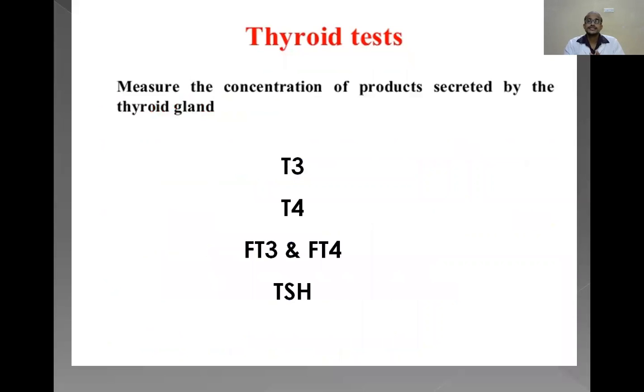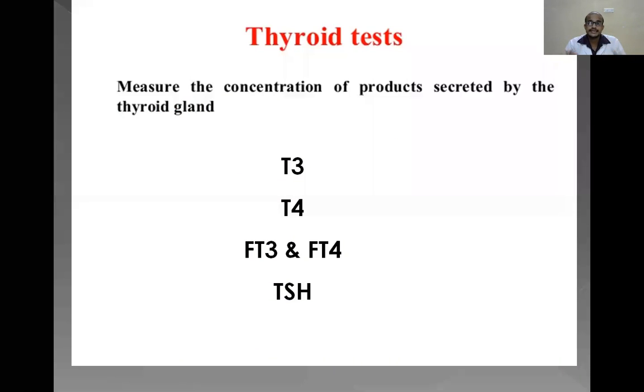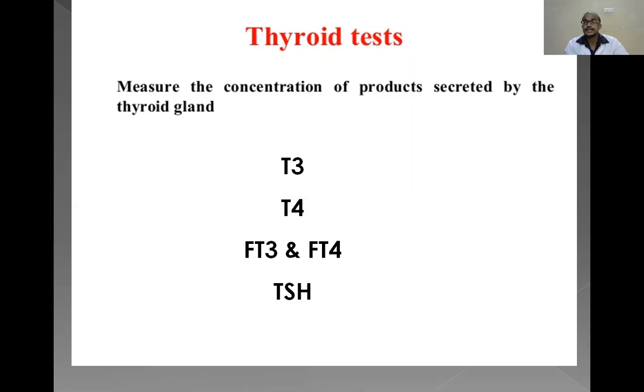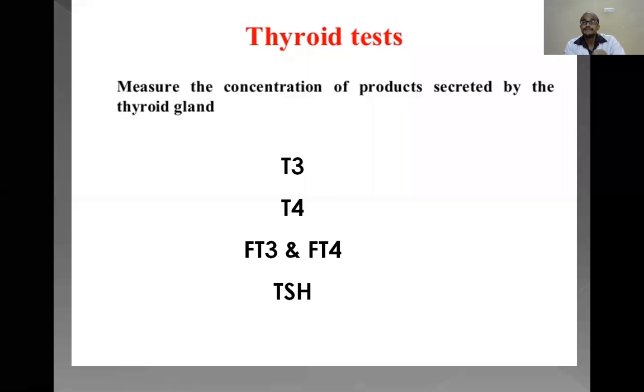So the thyroid function tests, the most commonly done tests are T3, T4, and TSH. Apart from that, FT3 and FT4, free T3 and free T4, which are the part of T3 and T4 which is not bound to any proteins. That is known as FT3 and FT4. Okay, these are the commonly done tests.